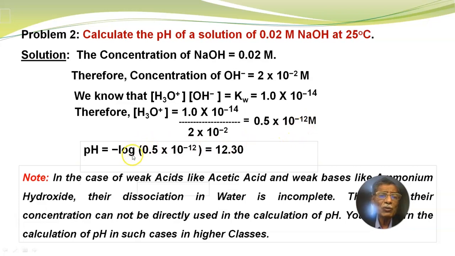Therefore, pH is equal to minus log of 0.5 into 10 to the power of minus 12, that gives us 12.30. Note, in the case of weak acids like acetic acid and weak bases like ammonium hydroxide, their dissociation in water is incomplete. Therefore, their concentration cannot be directly used in the calculation of pH. You will learn the calculation of pH in such cases in higher classes.